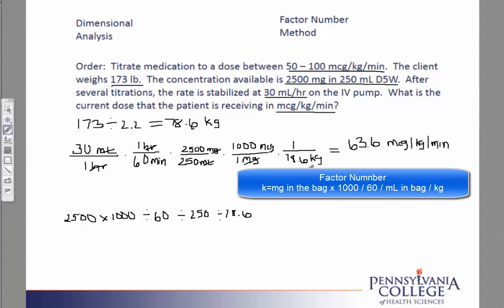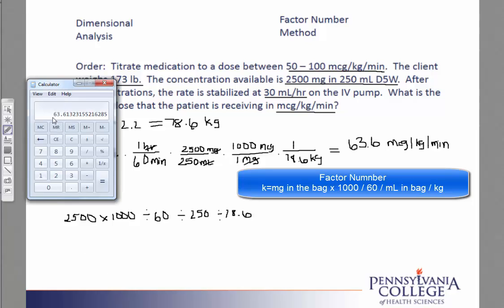The power of the factor method, however, is that you do not have to set up the dimensional analysis. You memorize this information. So I'm going to take this to my calculator. On my calculator, 2,500 times 1,000 divided by 60 divided by 250 divided by 78.6. Typically, a factor number is rounded to the nearest hundredth, so 2 decimal places would give me a factor number of 2.12.